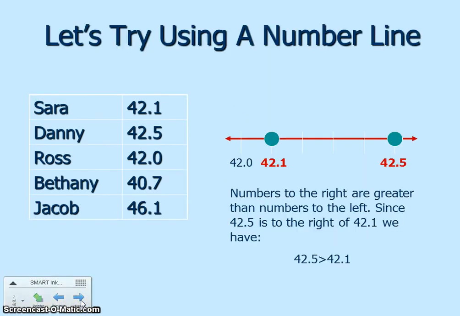Now, if we use a number line here and look at the number line on the right, and we start at 42.0, each hash mark would be a tenth. So Sarah's score at 42.1 would be on the first hash mark after 42. And Danny's score of 42.5 would be 5 tenths away from 42. So using the number line, we can see that numbers that are to the right are greater than numbers to the left. And since 42.5, Danny's score, is to the right of 42.1, we know that 42.5 is greater than 42.1.